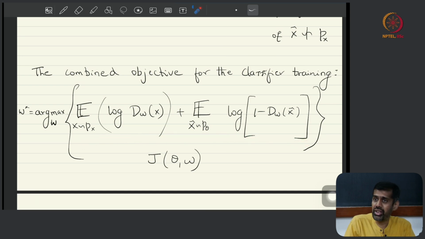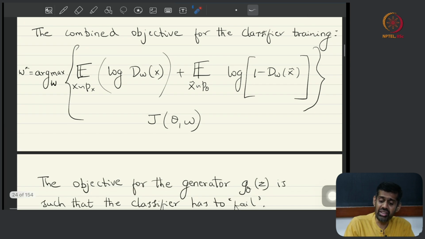Now we have the objective function for this classifier. What is this classifier doing? This classifier is ensuring that the likelihood of a point X when it is coming from Px is maximized, and the likelihood of a point X cap when it is not coming from Px is also maximized. Basically it has to classify between the points of X and X cap, or the points from the distributions Px and p theta, that is what I was saying. Okay. Now this is the objective for the classifier.